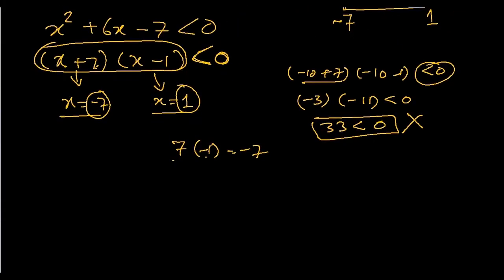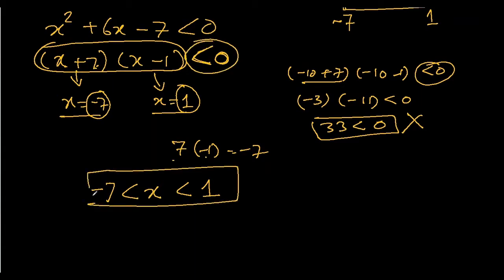Finally, how will we write the answer? Minus 7 is less than x is less than 1. Please do not write an equal sign here, because the original inequality does not have an equal sign. This is the final answer.